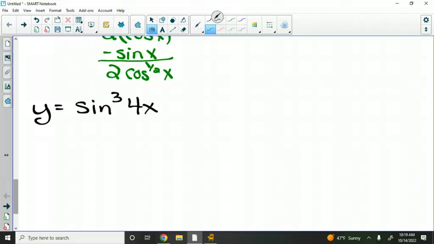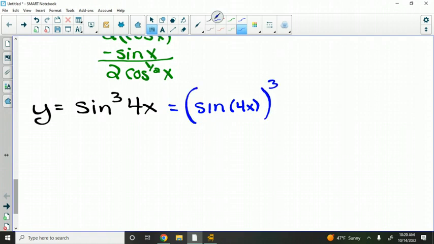Emily looks at it and she goes, multiple. Okay, so we have to have the correct order. So first of all, I'm going to rewrite it with my parentheses. So this is the sine of 4x with parentheses, all being cubed. So we have to think big scale first. Big scale, this is our inner thing. This is our outer thing.